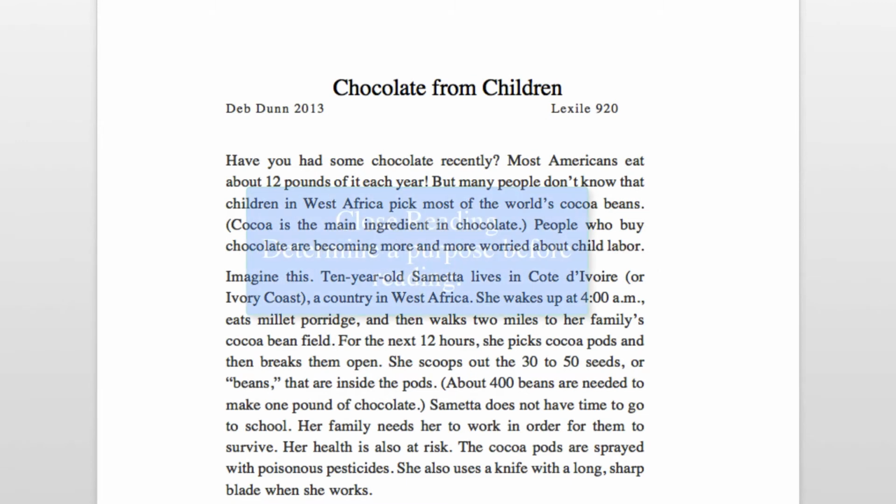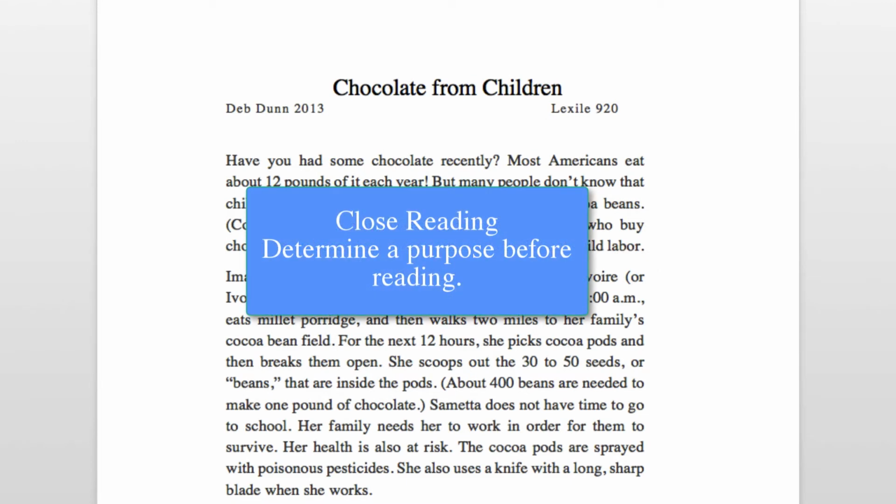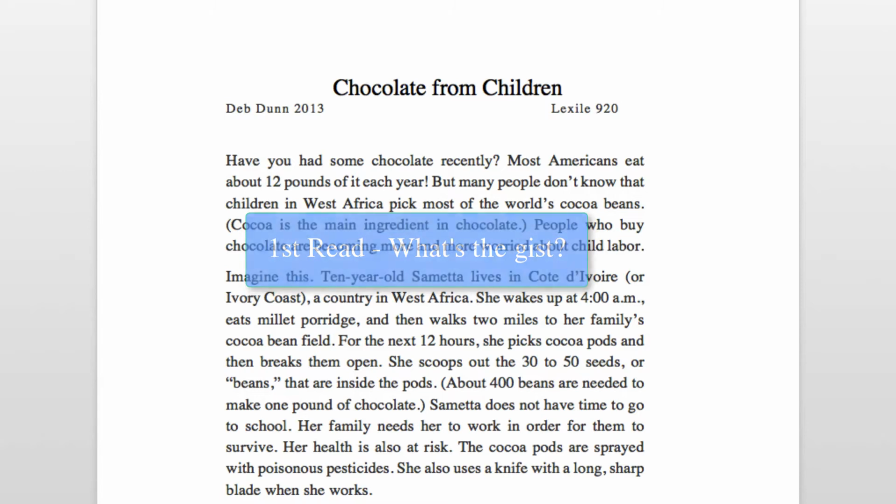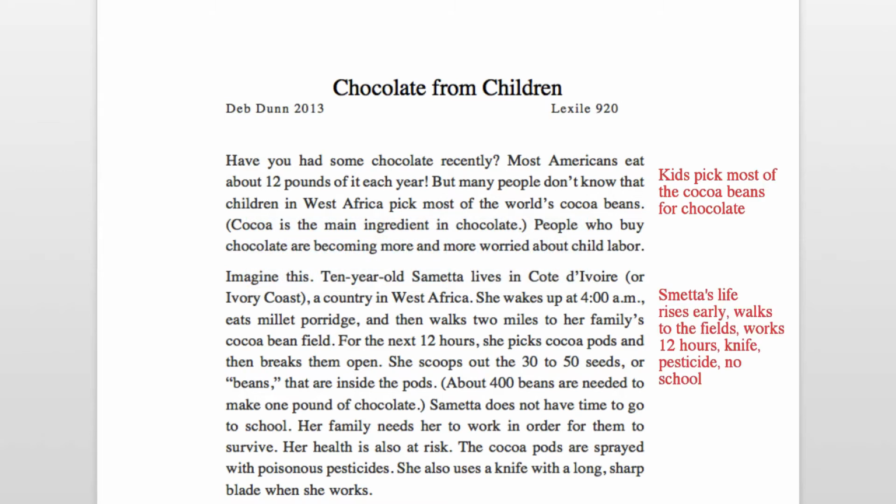The reading technique we'll use is called close reading. This technique stresses determining a purpose before reading. The purpose for the first read is to get the gist of the passage. What's the topic, and what are the big ideas? At the end of each paragraph, write a word or phrase to summarize the information.